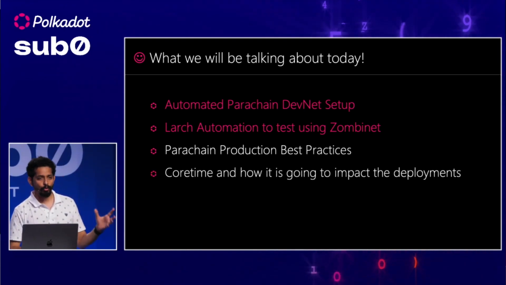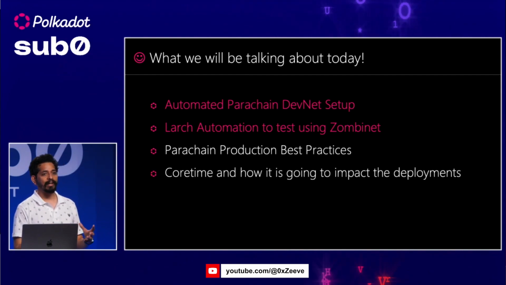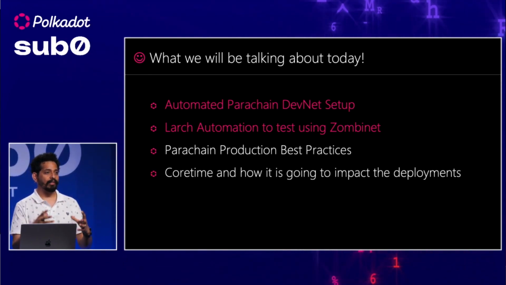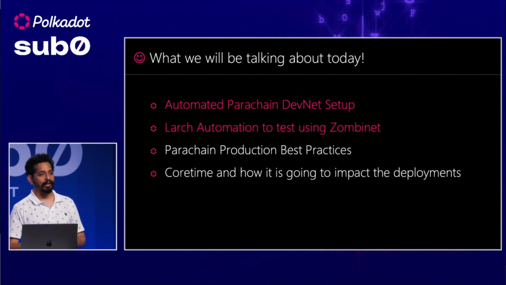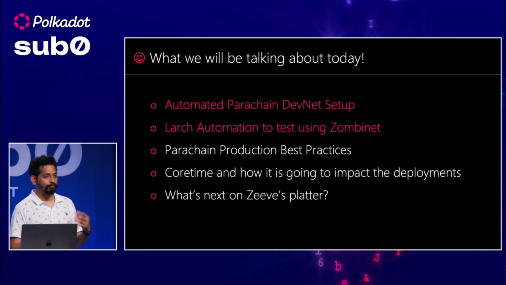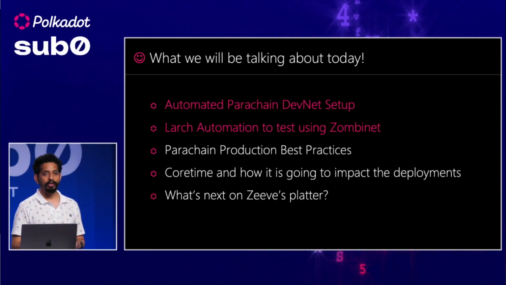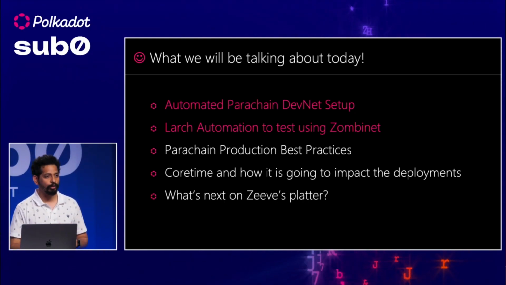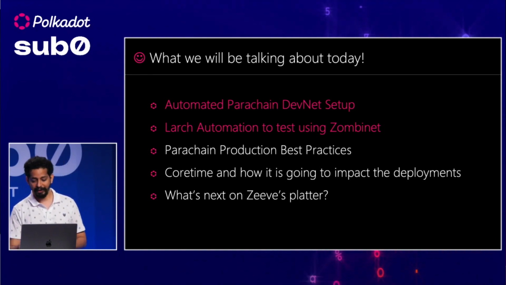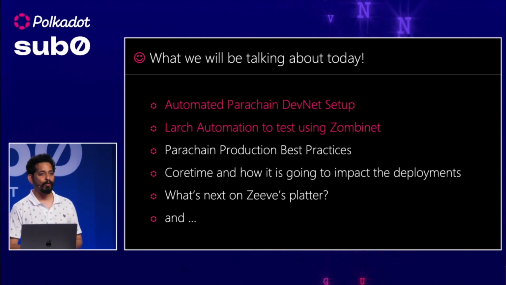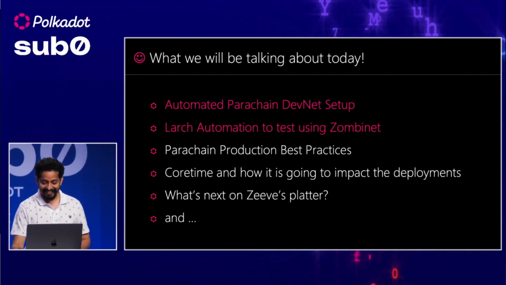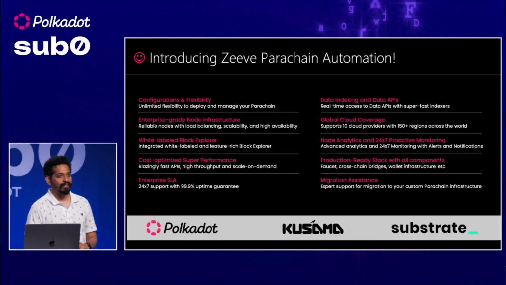And then we'll talk about core time. It's coming up. Everybody's so excited. It was announced recently. And we'll talk about how it impacts your parachains going ahead in time. And then what is Zeeve going to offer in the next releases beyond just what it offers as of today. So we'll talk about what it offers today and then what we are bringing up next. And then some more bits, of course. It's a 50-minute workshop, so we'll talk about many other things here. So let's start with Zeeve.